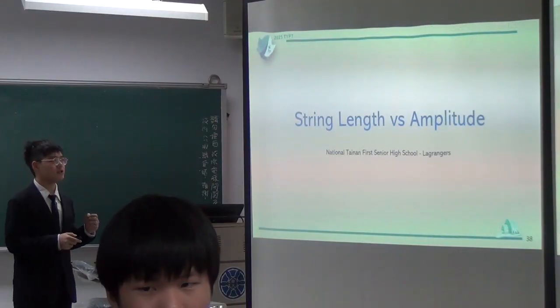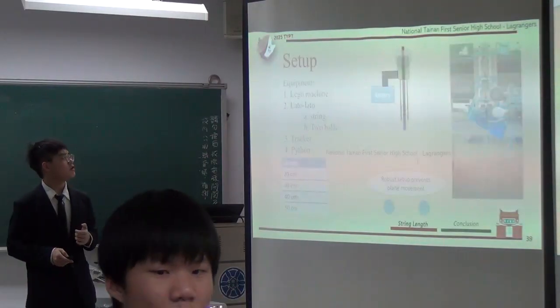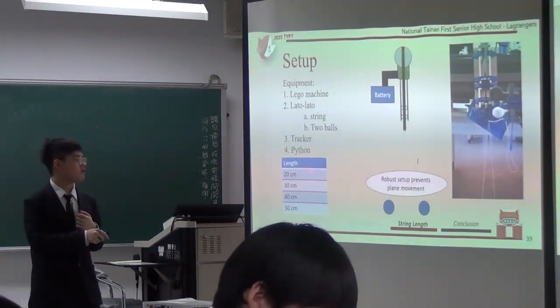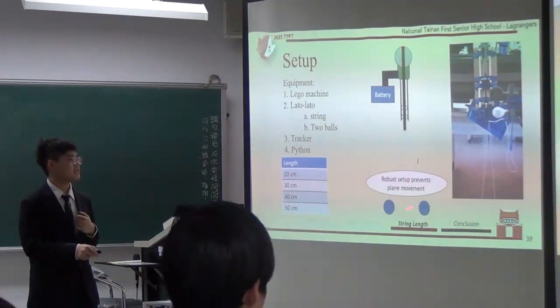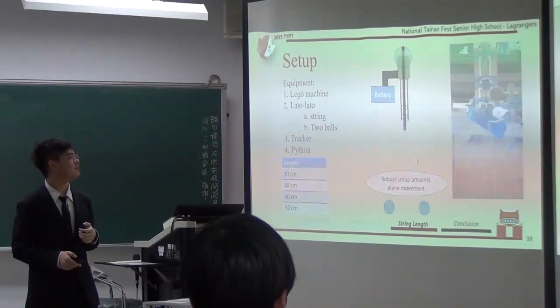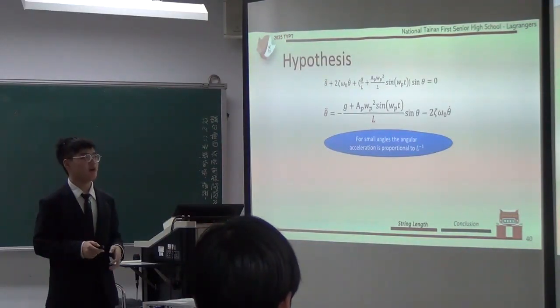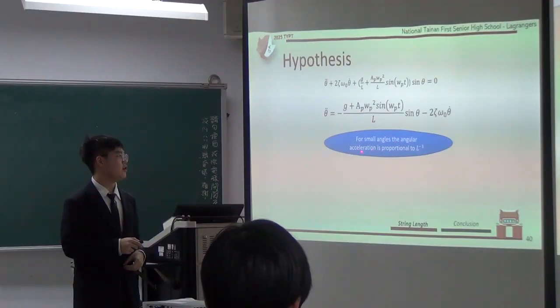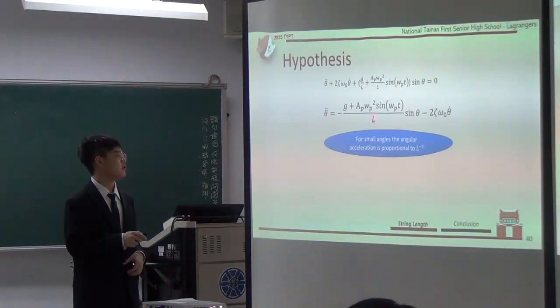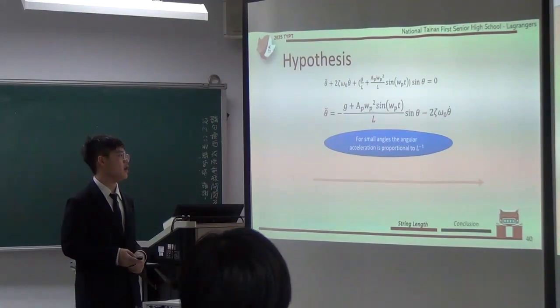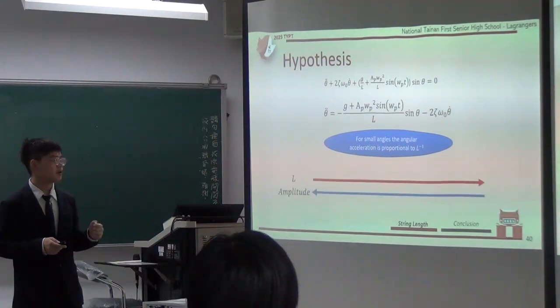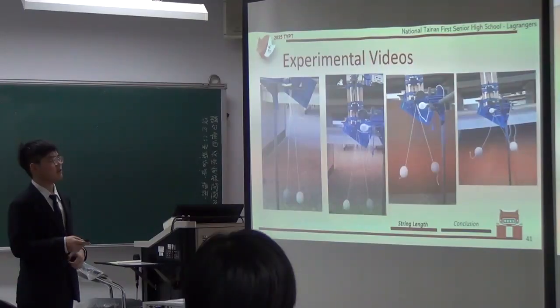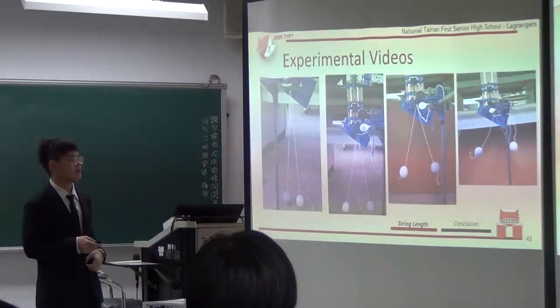Next is the experiment on different string lengths and the amplitude. This is our experimental setup, in which we use different string lengths, and this robust setup prevents plane movement. And this is our hypothesis. According to our equation of motion, for small angles, the angular acceleration will be proportional to L to the power of -1. So when L gets bigger, the amplitude should get smaller. And from our experimental videos right here, we can see the effect.